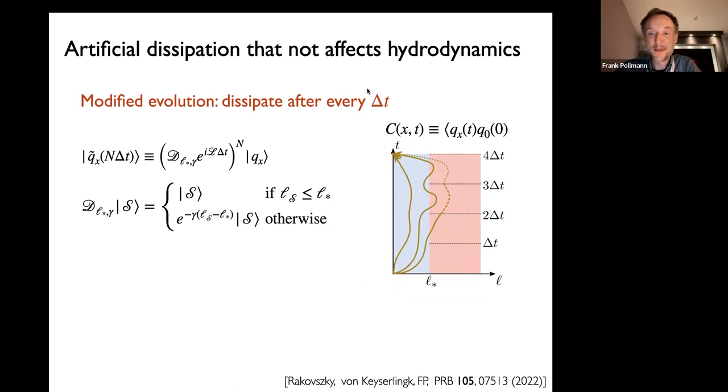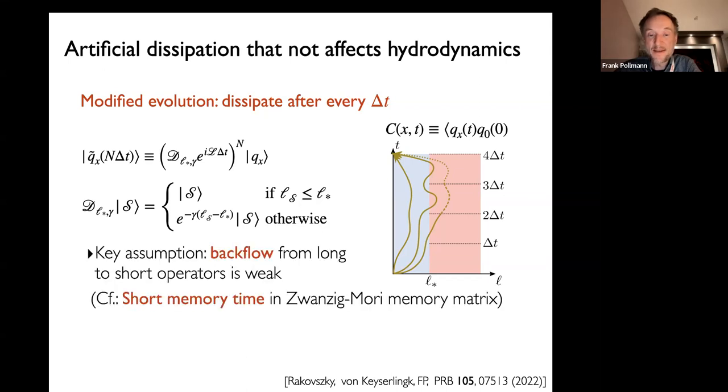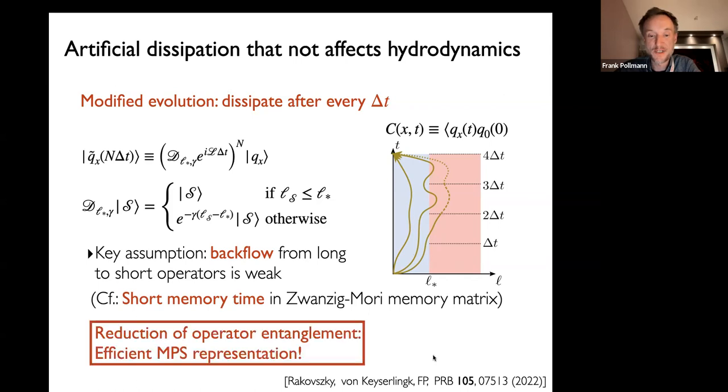Right, so that's basically the intuition behind the whole idea. And the key assumption, I just said it in words, but here it's also written. The key assumption is that the backflow from long to short operators is weak, and that's also related to the short memory time in the Mori-Zwanzig memory matrix formalism, but here turned into a practical algorithm, if you wish. And why do we want this?